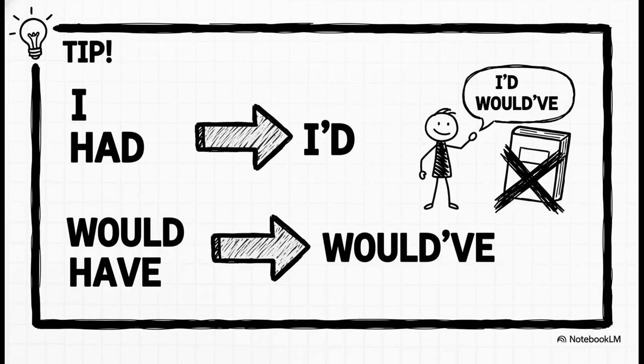Want to know a secret to sounding more fluent? Use contractions. Seriously, native speakers do this constantly. I had becomes I'd. Would have gets squished into would've. Using these makes you sound so much more natural and less like you're reading from a book.